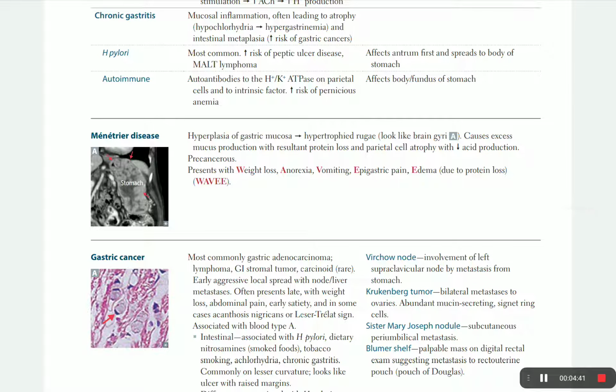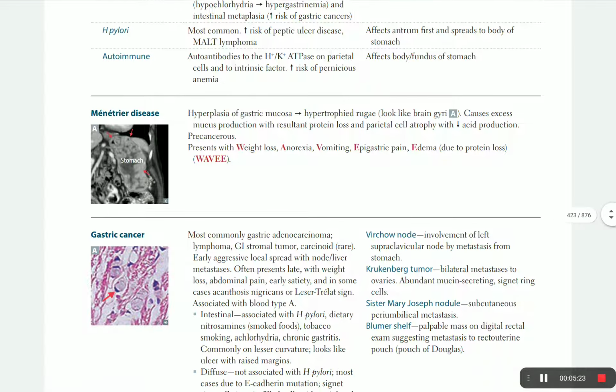Autoimmune gastritis has antibodies to the H+/K+ ATPase on the parietal cell and to intrinsic factor, so increasing the risk of pernicious anemia. As we said before, intrinsic factor is for B12 absorption in the terminal ileum. So when it decreases, it increases the risk for pernicious anemia. It affects the body and fundus of the stomach. Not like H. pylori, which affects the antral periphery, then spreads to the body of the stomach, here it starts in the body and the fundus of the stomach up there.